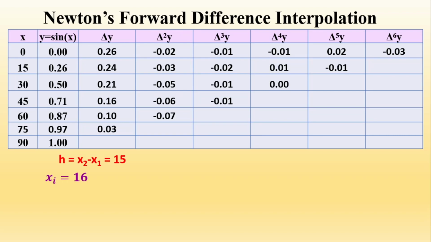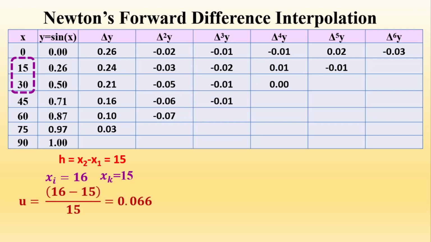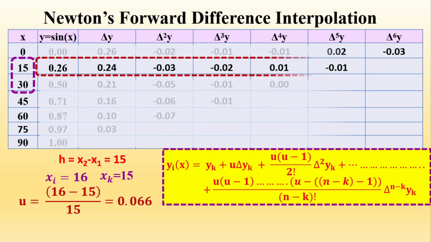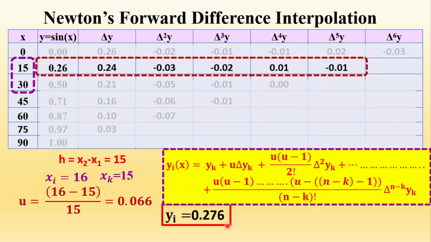So xi is 16. Now xi lies between 15 and 30. So the value of xk is 15, the lower limit. We can calculate u, (xi minus xk) by h. Then using this formula, we can calculate the value of yi. The value of yk here is 0.26, delta yk is 0.24, delta 2yk is minus 0.03 and so on. So if you put all these values and u in this expression, we get the value of yi 0.276. So this is the value of y at x equal to 16.